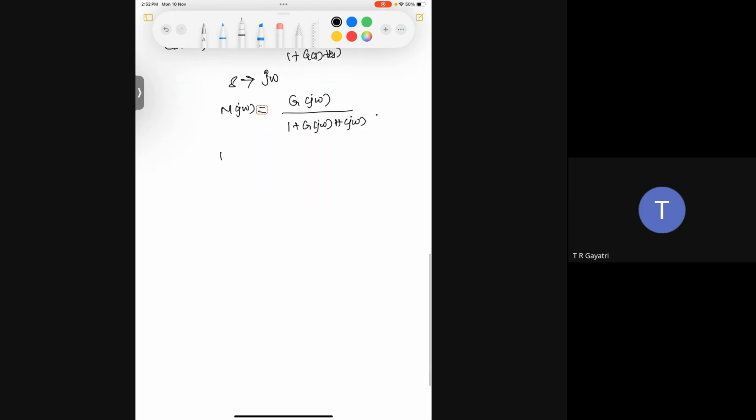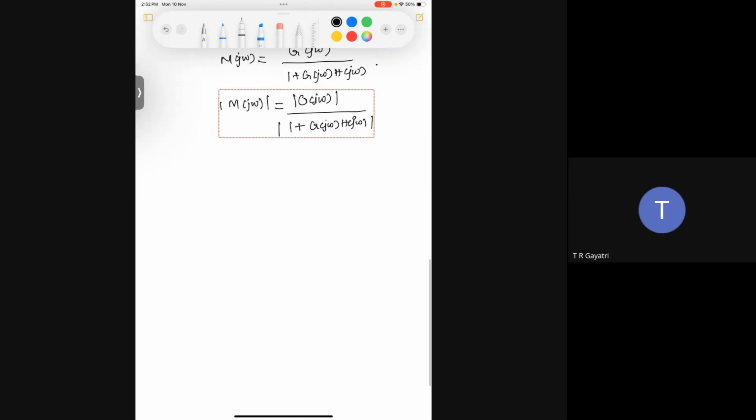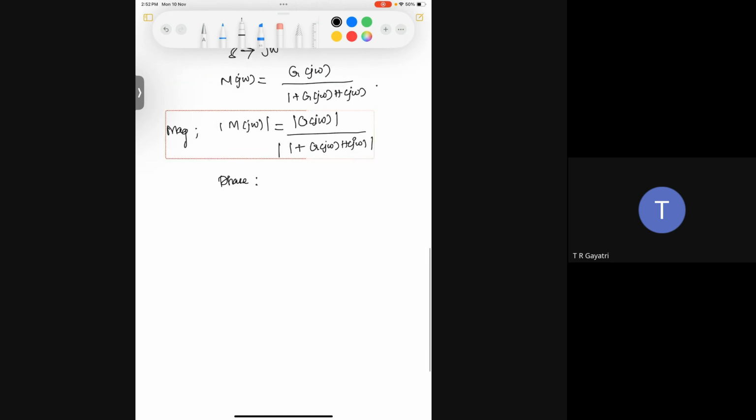The magnitude of M of j omega is equal to the absolute value of G of j omega divided by the absolute value of 1 plus G of j omega into H of j omega. The phase, the angle of M of j omega, equals the angle of G of j omega minus the angle of 1 plus G of j omega into H of j omega. Minus, because A by B can be written as angle of A minus angle of B.